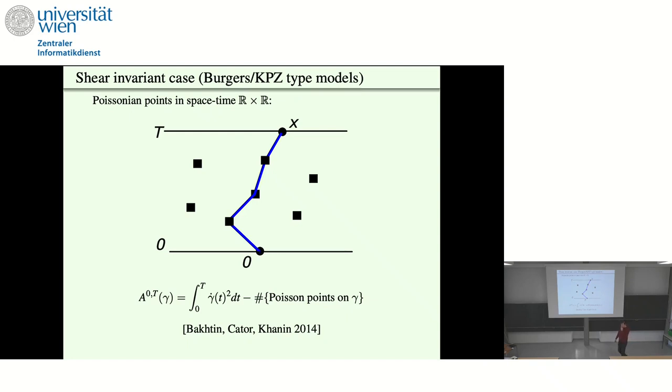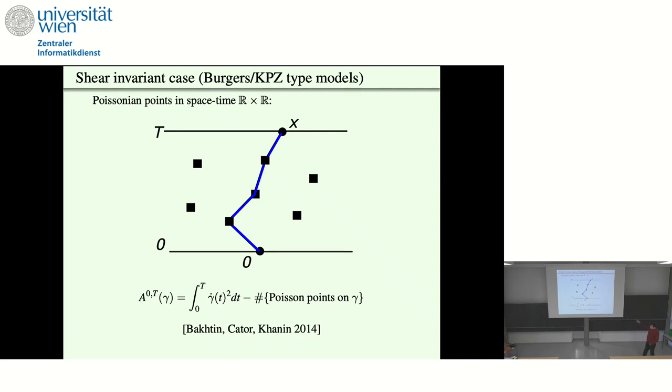So first, let me start with a shear invariant case. This comes from my work with Eric and Kostya. I introduced this model, in both continuous space and time, where the action depends on Poissonian points in space-time, with a homogeneous Poisson process. The action consists of two parts. There is the kinetic action, which accumulates the square of the first derivative, like kinetic energy, and then each Poisson point you visit gives you a contribution of minus one. So it's good to pick up a lot of Poisson points if you want to minimize, but you cannot pick them all because you're penalized.